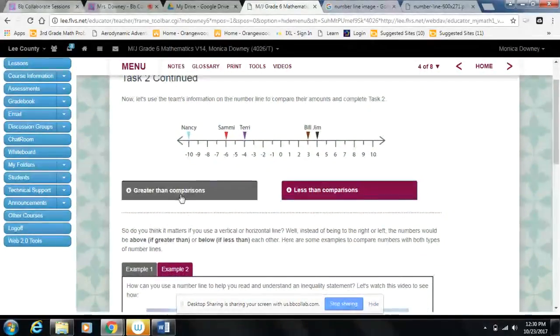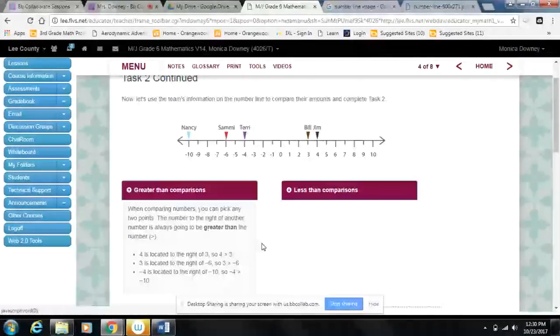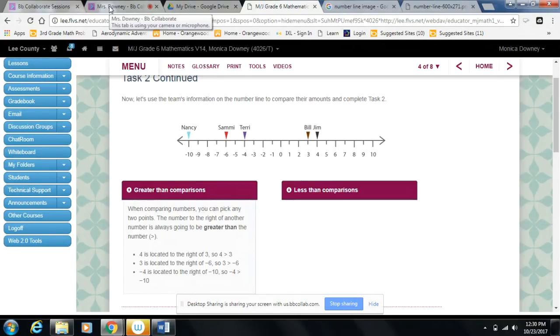So let's take a look at some examples. We have a greater than comparison. If we take a look, you guys probably just heard my dog bark. I might have to turn off my sound for just a moment.